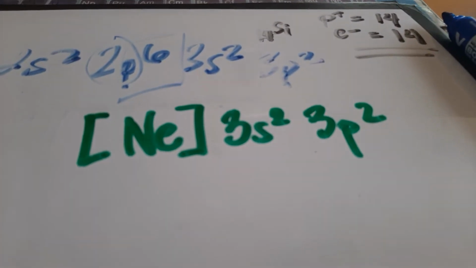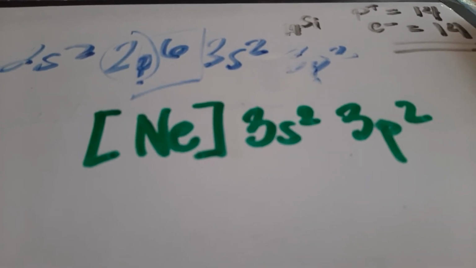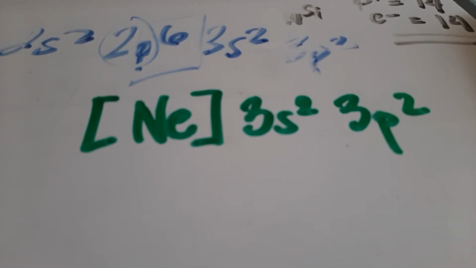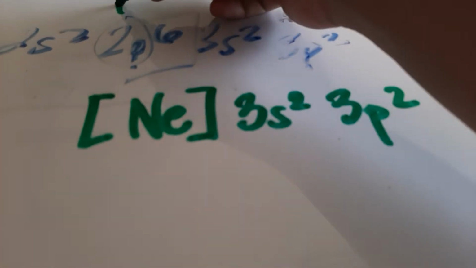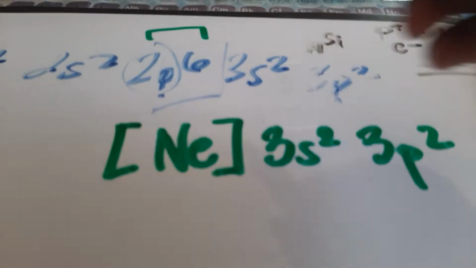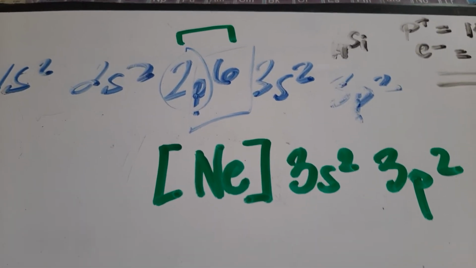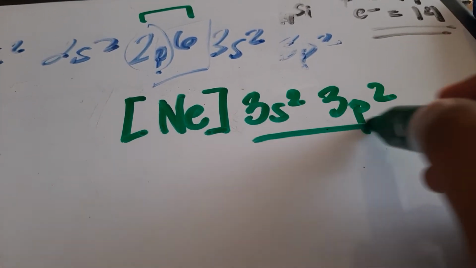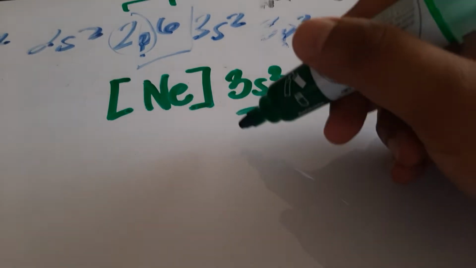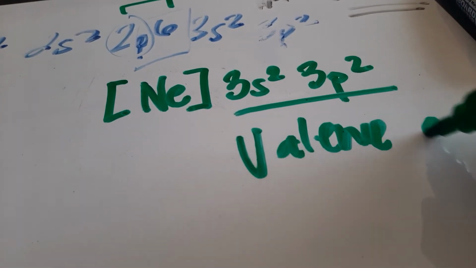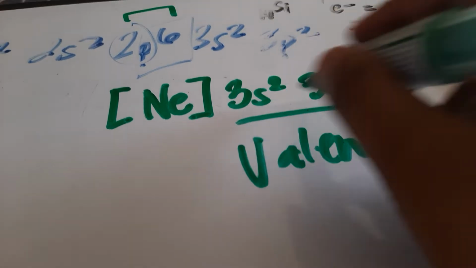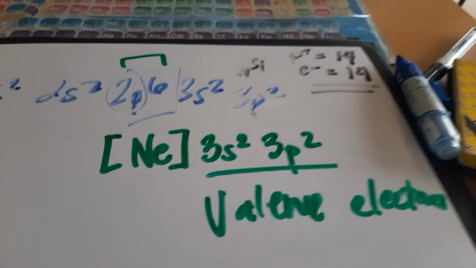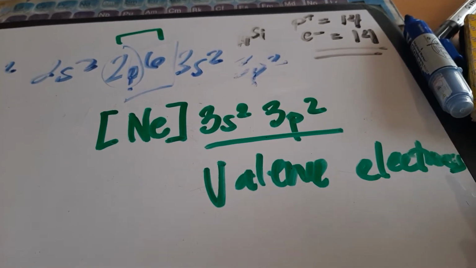So why is it interesting aside from making the configuration shorter? It's very interesting because at this point, it is the noble gas configuration. It's a full octet, meaning all the remaining electrons after the noble gas are what we call the valence electrons. And by this, we'll know that silicon will have 4 valence electrons. Hopefully that makes sense.